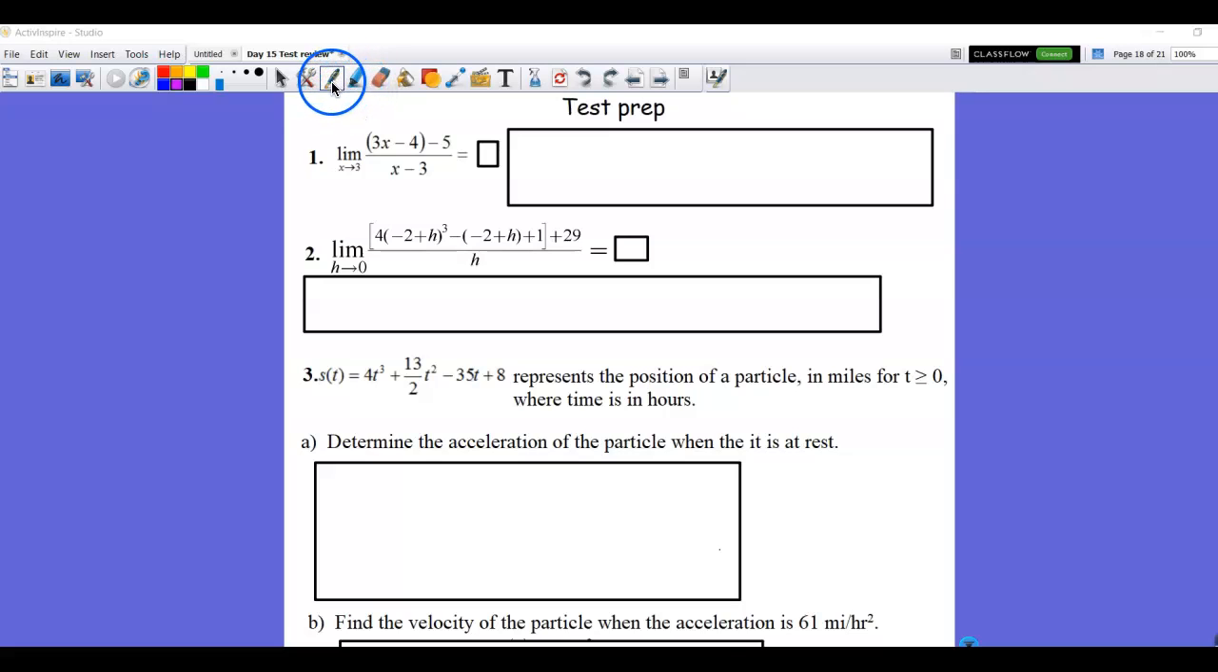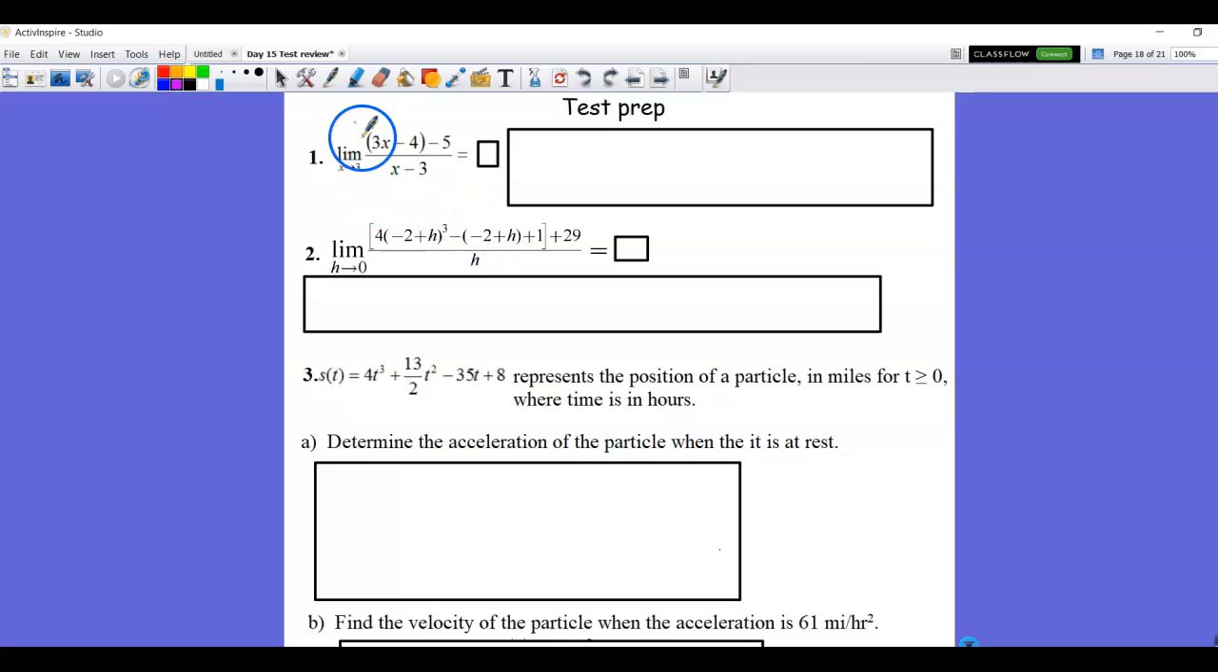This is the test prep for test number 3. Technically, this is the third test review that you have had for this particular test. So let's go through these, and I feel pretty confident you'll see items of this nature on your upcoming test.